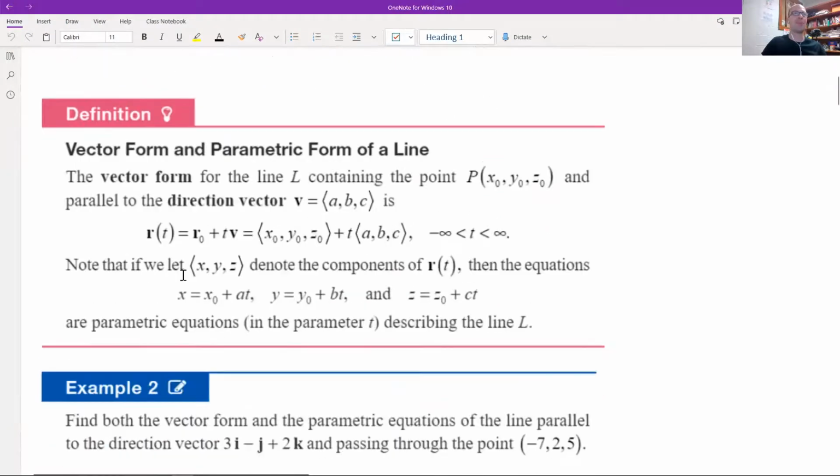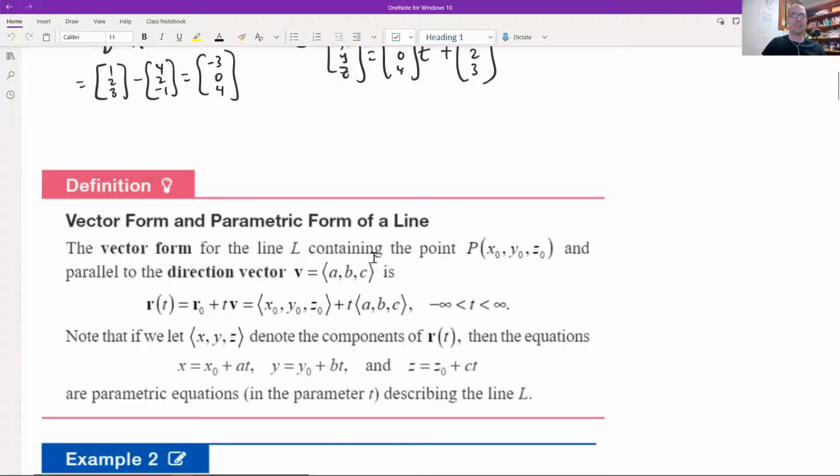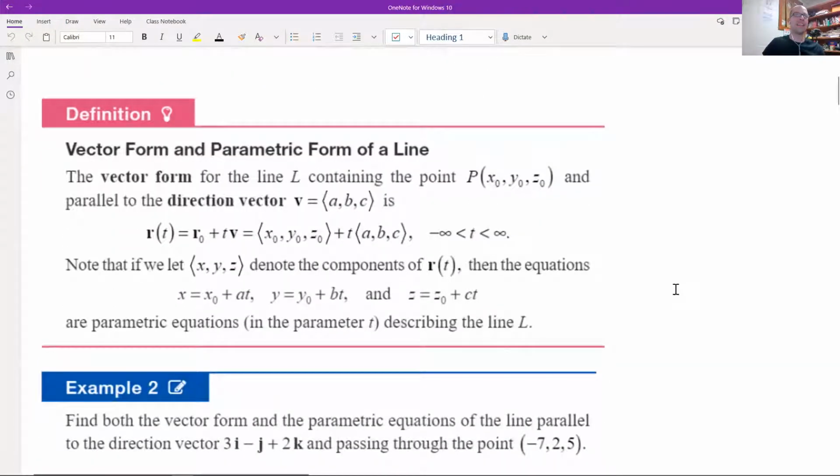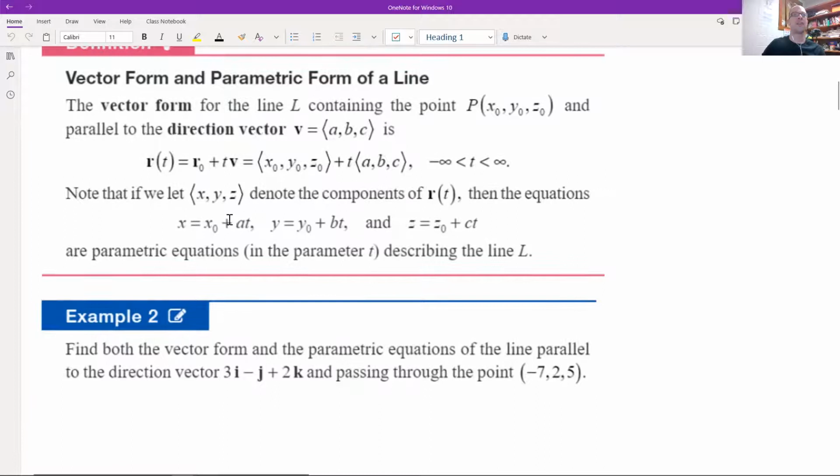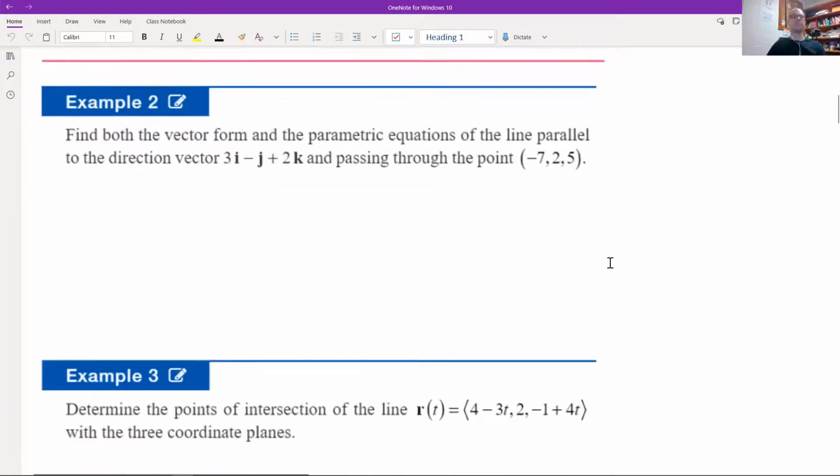Moving on to example 2. Okay, there's the vector form and parametric form of a line. If you really want to copy that down, you can, but really it's just direction vector times t plus starting point, like we've discussed previously, and then those are the corresponding parametric equations that, again, we talked about even on the first day. So I introduced that to you a little ahead of time. Now it's paying off. All right.